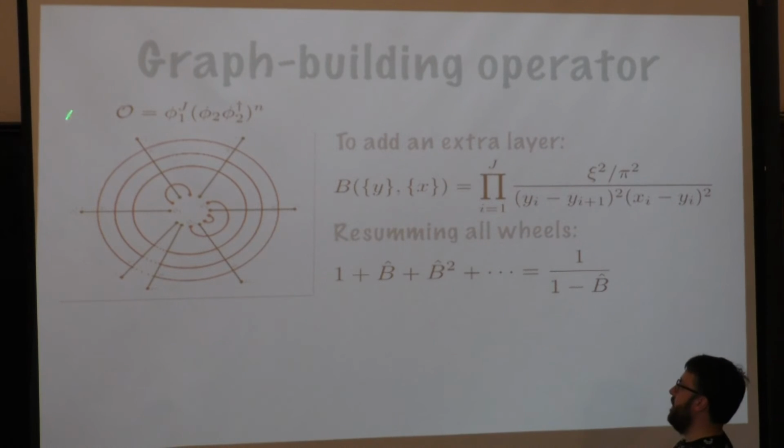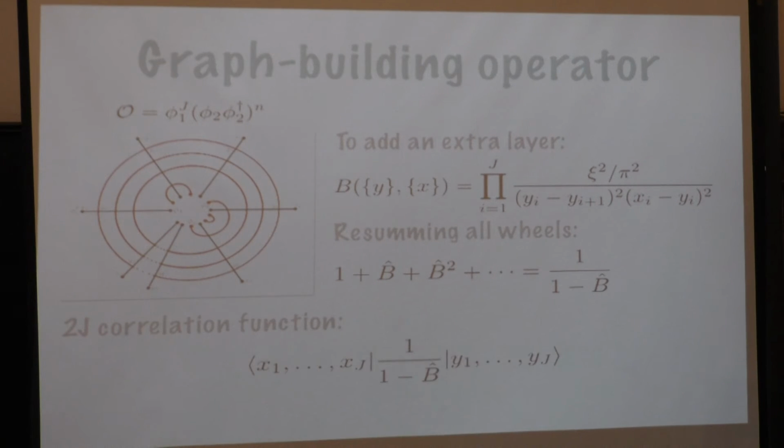So the main bit of this diagram comes from zero wheels, one wheel, two wheels, and so on. So you just have the operator to the power n, and you sum them together, and you get a geometric series. Then you can say that the two-point correlation function of, say, phi1 to the J and phi1 dagger to the J is just given by a matrix element of this formally written inverse of 1 minus B.